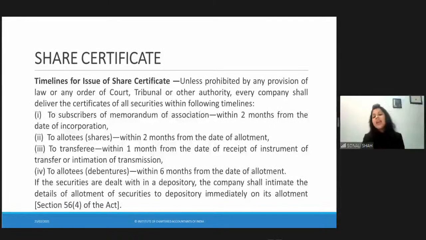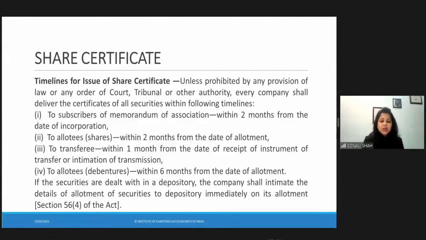It is the responsibility of the shareholder to keep the share certificate safe. But just in case the share certificate is lost, mutilated, torn, worn out or defaced, he can apply for a copy, a duplicate share certificate. But there are certain requirements that will have to be fulfilled for issue of a duplicate share certificate.